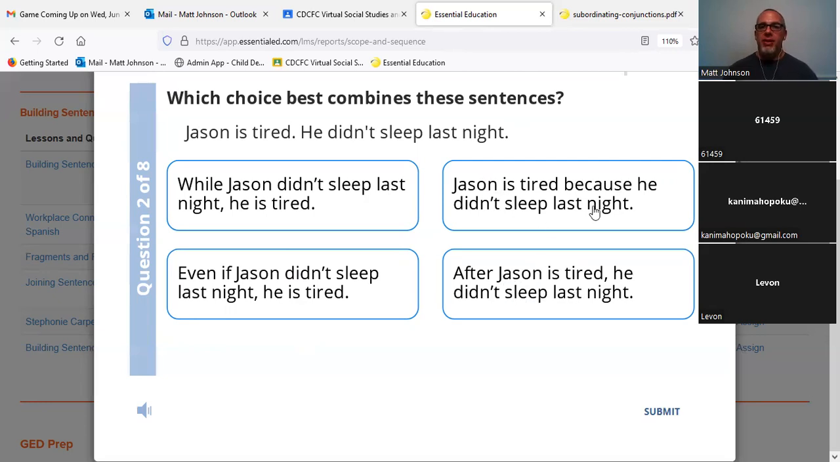Jason is tired because he didn't sleep last night. Everything we need to know there, right? Jason is tired, didn't sleep last night. You put two together, right? Because he didn't sleep last night, Jason's tired. So here we combine those. We don't need any punctuation. If we put because he didn't sleep last night first, we would want the comma and then Jason is tired. But here we do not need any punctuation.